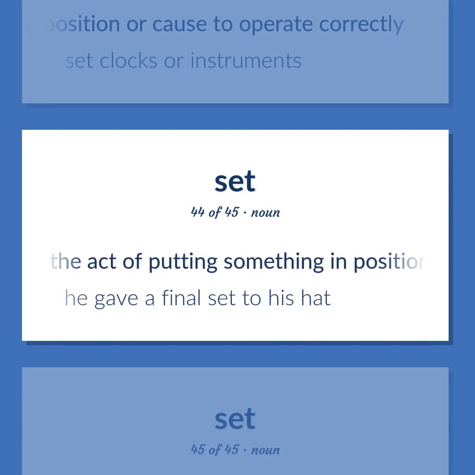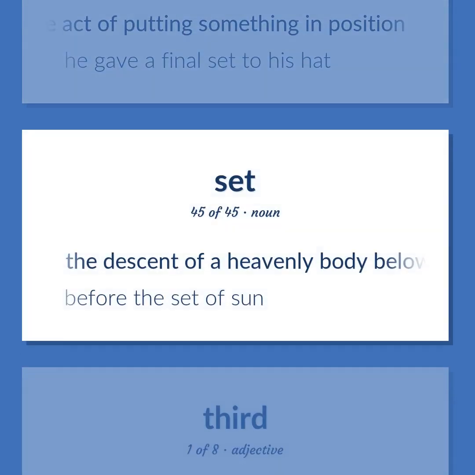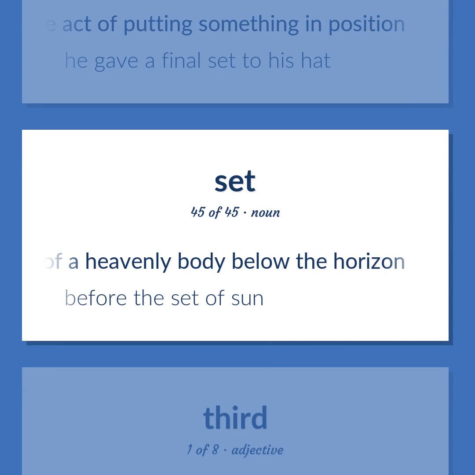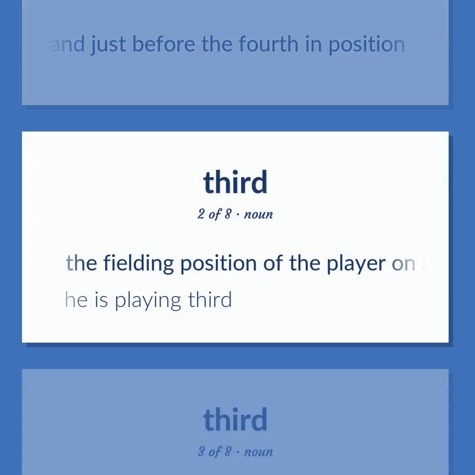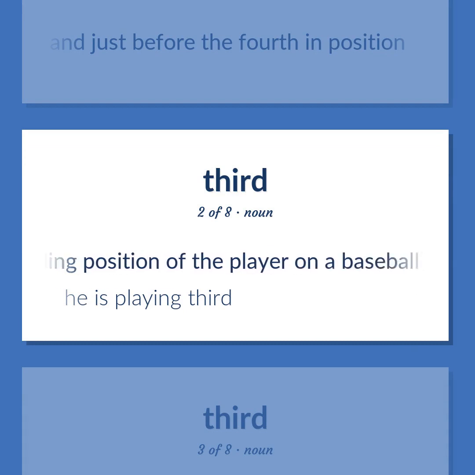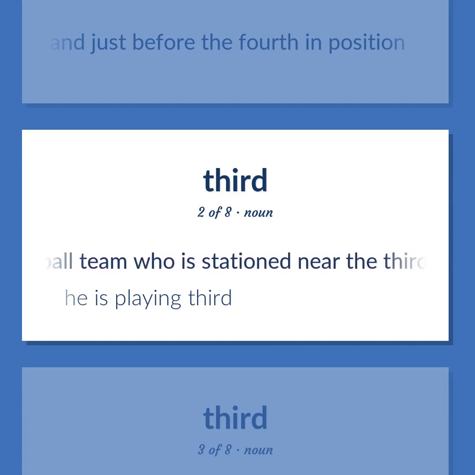The act of putting something in position. He gave a final set to his hat. The descent of a heavenly body below the horizon. Before the set of sun. Coming next after the second and just before the fourth in position. The fielding position of the player on a baseball team who is stationed near the third of the bases in the infield, counting counterclockwise from home plate. He is playing third.